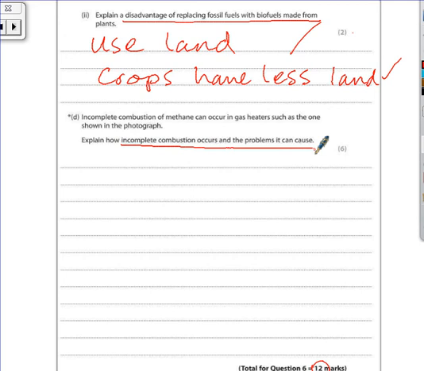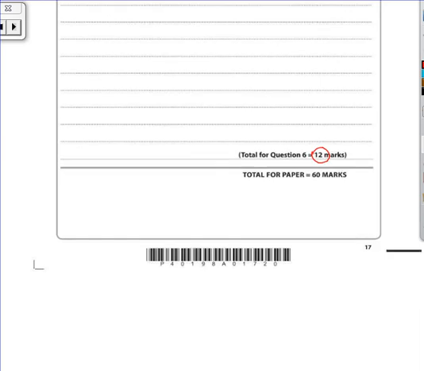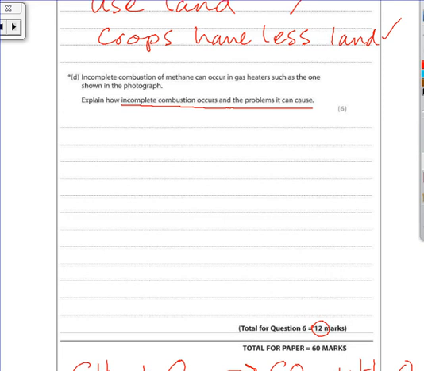Okay, so here we go, incomplete combustion. Now, just to let us know what we're talking about here. If you take a hydrocarbon like methane and you burn it, but there's not enough oxygen, instead of CO2 and water, then what we're going to get is CO, which is carbon monoxide, and that's quite poisonous. So what we need to look at is the problems caused by incomplete combustion. How does it happen, and what are the problems?